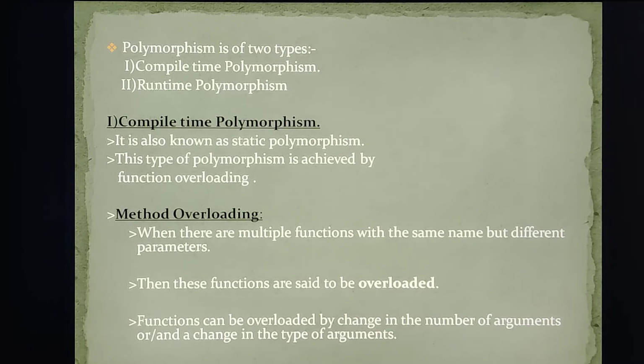There are two ways we can create an overloaded method: by changing the number of arguments, and by changing the type of arguments. Just concentrate on these two: one is number, another is type. When an interviewer asks how you create an overloaded method, you have to say, sir, I can create an overloaded method by changing the number of arguments or by changing the type of arguments. They will be pleased. So let's come to the next slide.